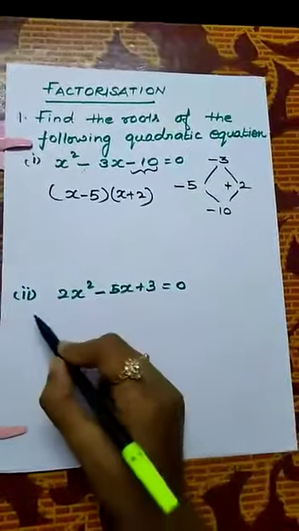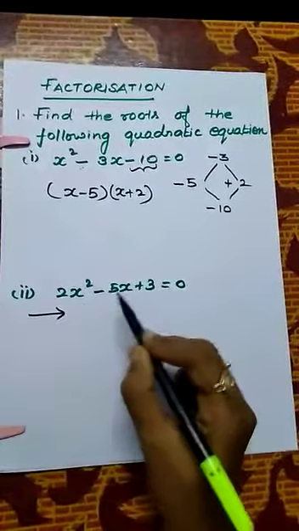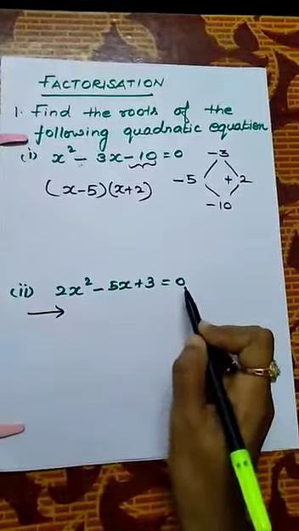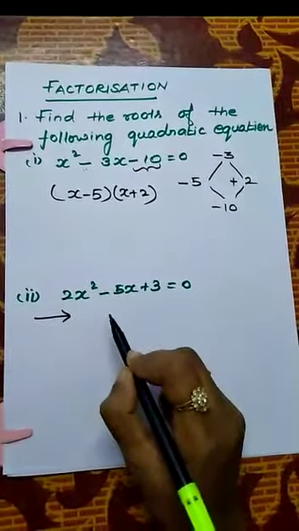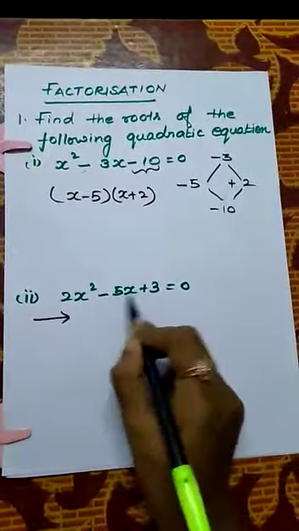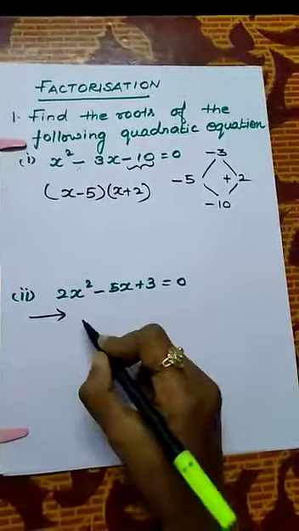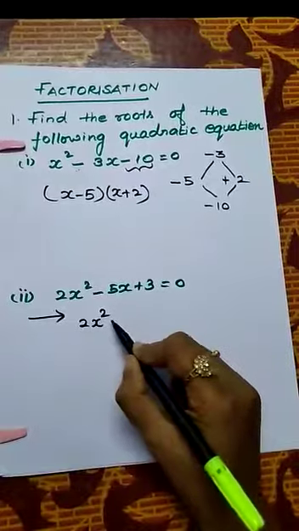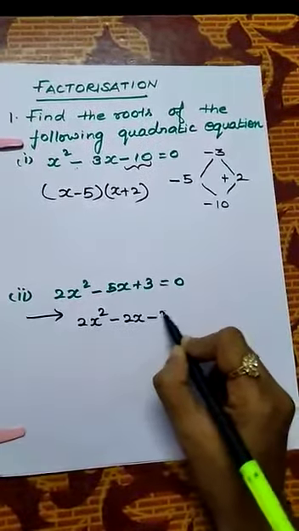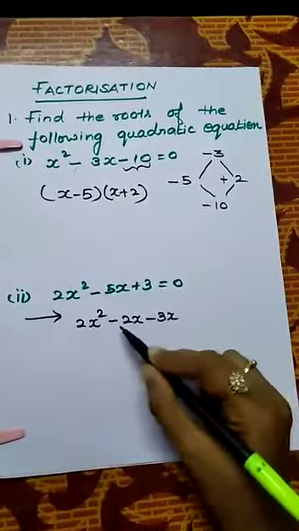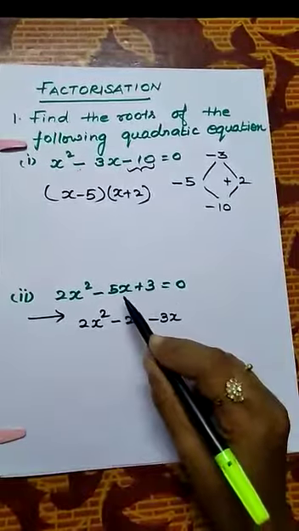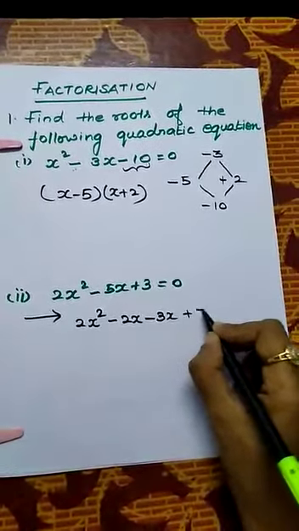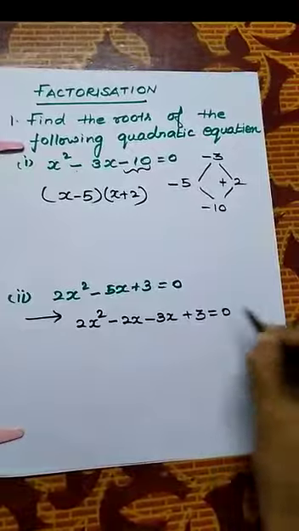Okay. The next one, 2x square minus 5x plus 3 equal to 0. Here we are going to use splitting the middle term. How can we split the middle term? We have to choose the first value, that is 2x square. Next we write minus 2x minus 3x, because the sum of minus 2x and minus 3x is minus 5x only. Then what is our constant value? That is 3 is equal to 0.